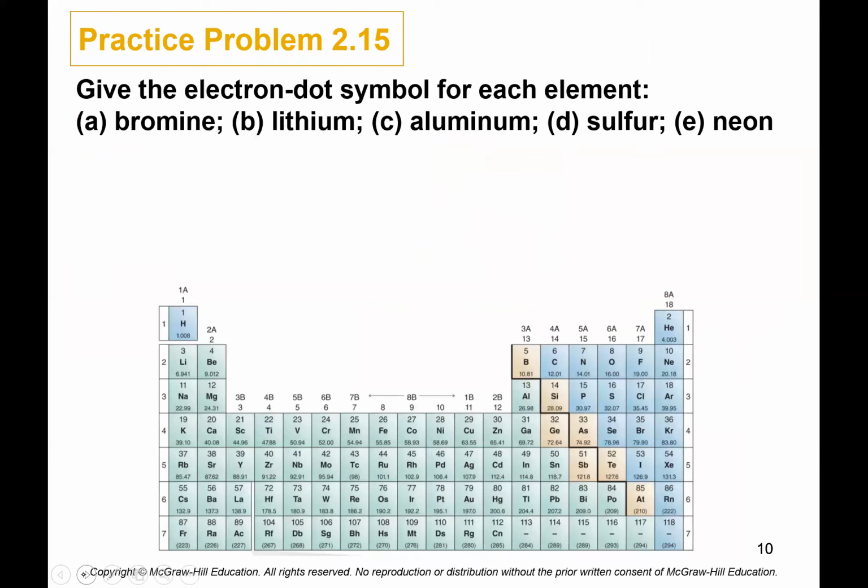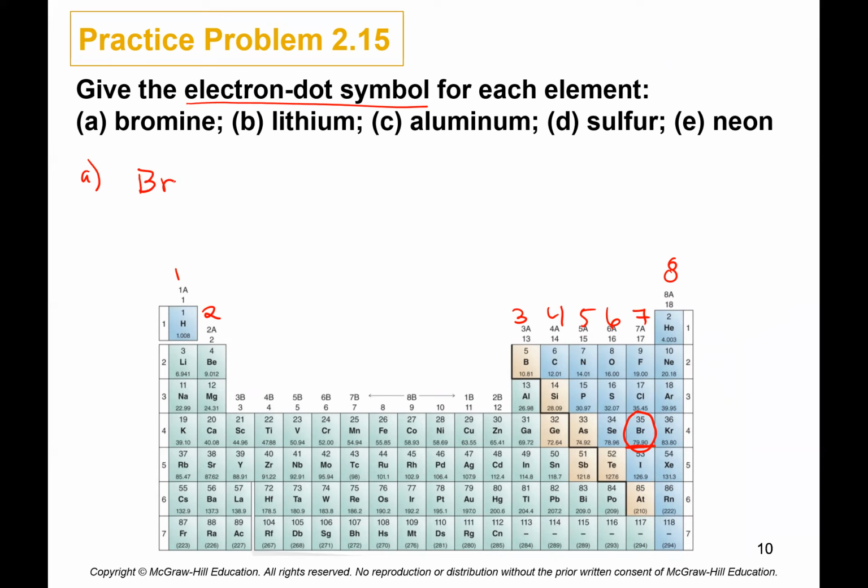Okay, so let's do a little bit of practice so that we can reinforce what we just recalled. Let's start with A. Here, it is asking to give the electron dot symbol of each of the elements. First, let's locate bromine. Bromine is going to be here. It's Br. It's this element. So that means it has 1, 2, 3, 4, 5, 6, 7 valence electrons.